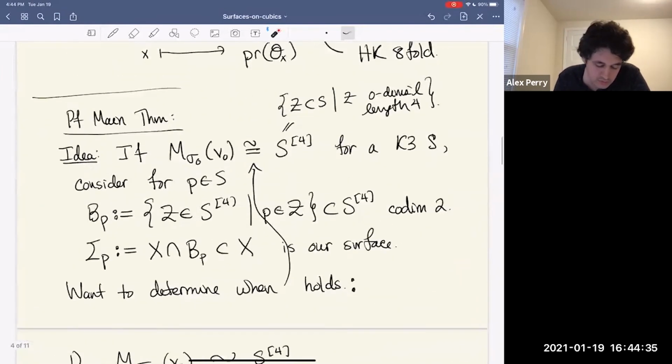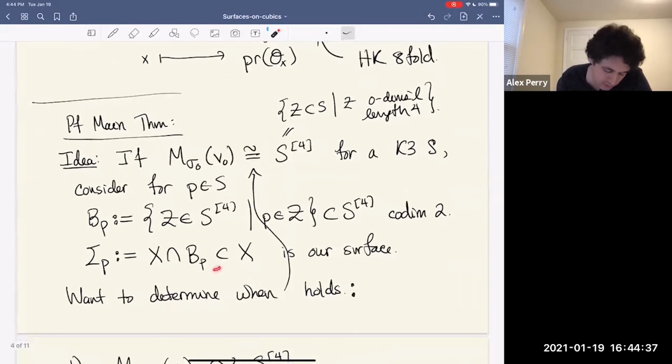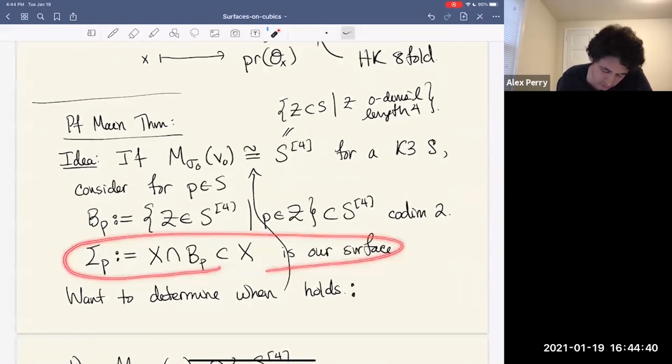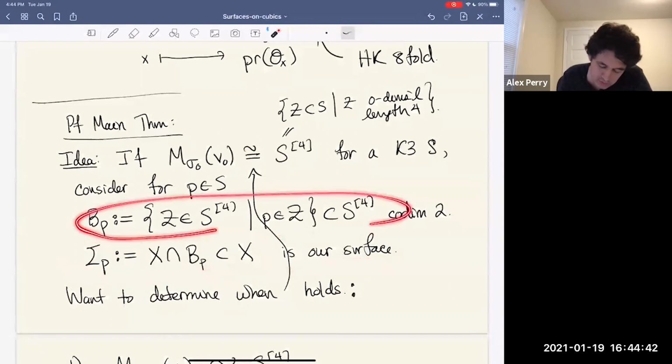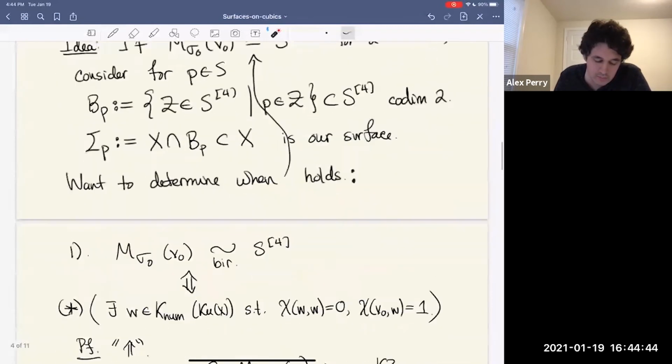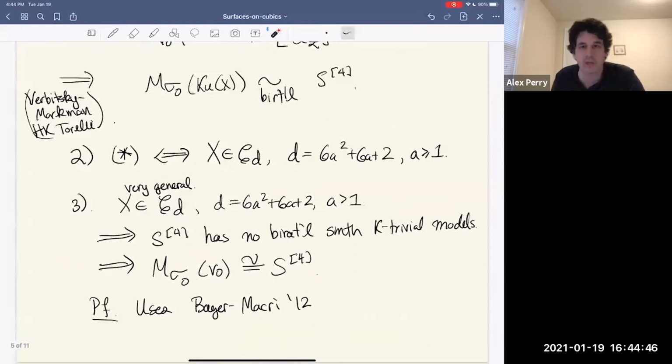And then again, our surfaces are just constructed as intersections of X with this locus inside of the Hilbert scheme. Are there any questions about the sketch of this proof?